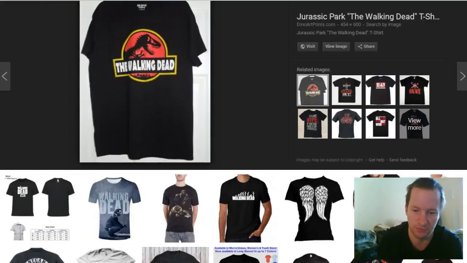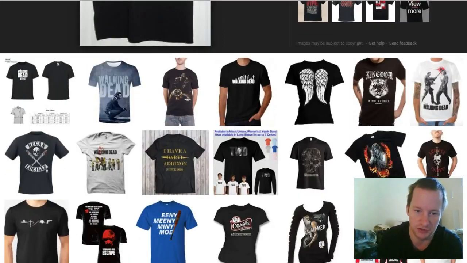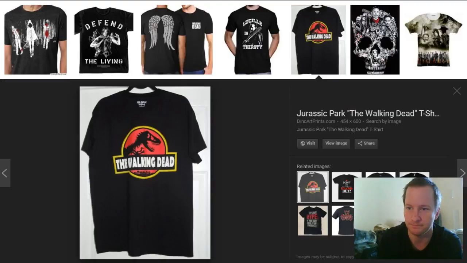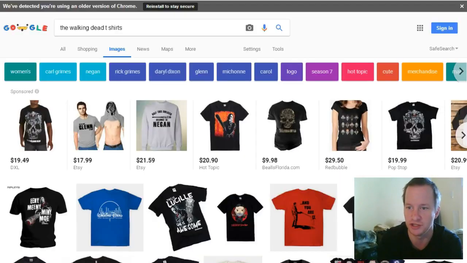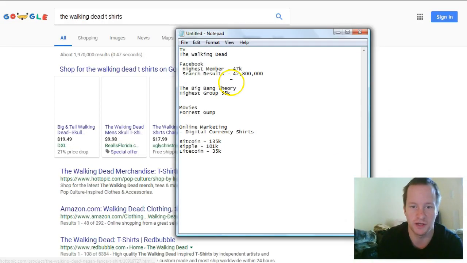So you can just keep browsing, see some other shirts, and then you'll just get some general ideas of shirts that you can design if you decide to go with this shirt. So let's go back to Google and search for the next. The next one on the list is The Big Bang Theory.